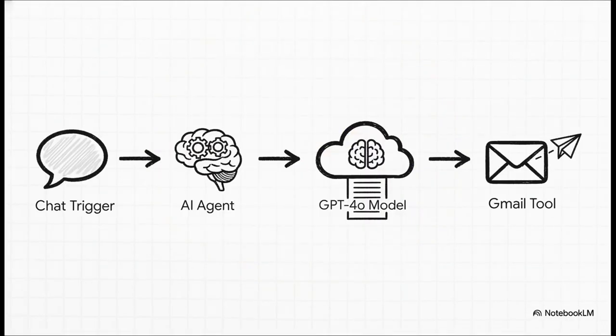So let's just break down what just happened there, really fast. Our simple chat command went on a little journey. The chat trigger heard us, the AI agent understood the goal, the GPT-4o model actually wrote a professional email, and the Gmail tool sent it on its way. Every single piece did its job perfectly.